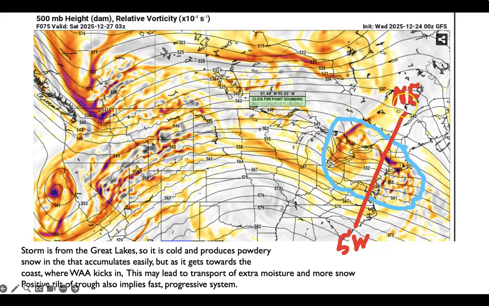Notice how the trough is oriented northeast to southwest. That's a positive tilt. So that means that the storm is progressive and fast and it's going to go out to sea, but it will strengthen. This storm is all about the moisture because we're going to get warm air advection kicking in, and that's going to bring in the moisture from the ocean. But the column will still remain cold enough at night for the snow to fall.